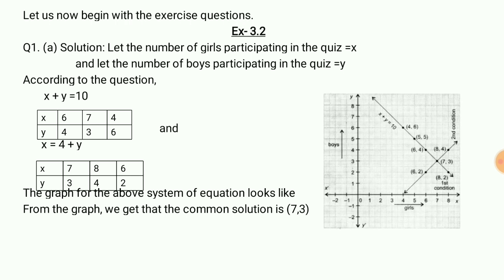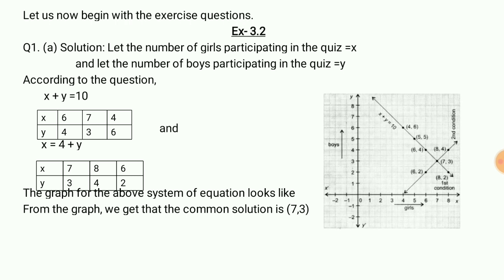And we try to draw the two lines representing the above equations. These two lines intersect at one common point 7, 3, which gives us the common solution as 7, 3. Thus we can say that x is 7 and y is 3. That is, number of girls participating in the quiz is 7 and the number of boys participating in the quiz is 3. Always your word problem should have an answer also in words.